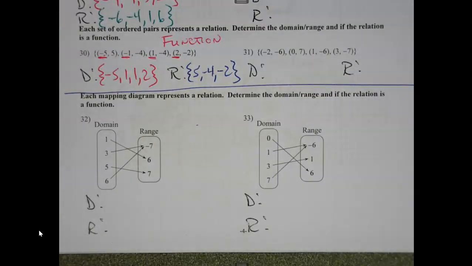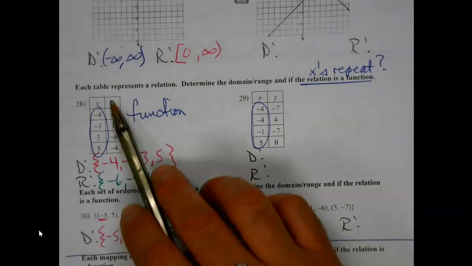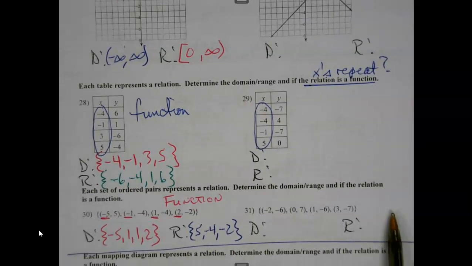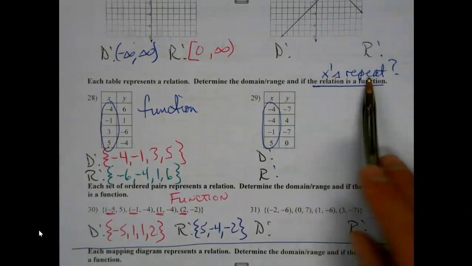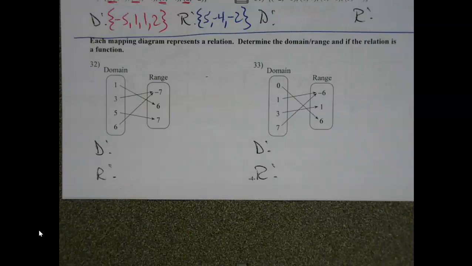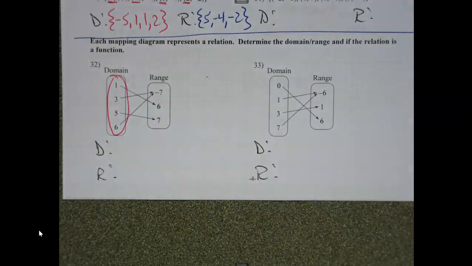So, each mapping represents a relation. Determine the domain and range and if the relation's a function. Okay. Remember from yesterday, we kept saying whenever there's a bunch of numbers listed, chart, coordinate points, or what our mapping is here, all I'm looking for is to see if the x's repeat. So if I look at the x's, you're like, well, I don't see any numbers repeating. Is that what you mean?